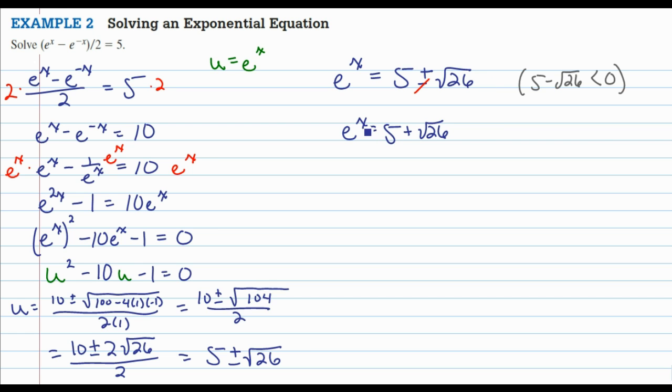Now I have to solve for an exponent. What finds exponents? Oh, that's right, logs do. So I'm going to change this to log form. This is log base e, because the base of my exponent is the base of my log, so that's really the natural log of 5 plus the square root of 26 is going to be x. That would be an exact answer. If you wanted an approximate decimal answer, that's about 2.31.